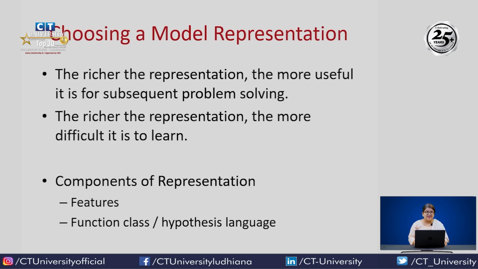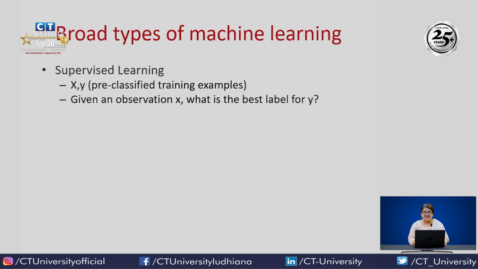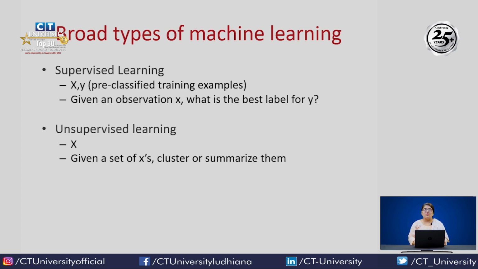Choosing a model representation, how to choose that model representation. The richer the representation, the more useful it is for subsequent problem solving. The richer the representation, the more difficult it is to learn. So what are the components of representation? Number one is features. The second one is function, class or hypothesis language. There are a few broad types of machine learning. The first one is supervised learning. The second one is unsupervised learning.